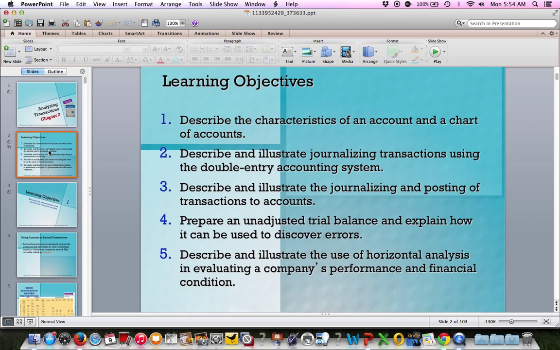And we'll talk about the chart of accounts, what is an account. We'll talk about journalizing transactions. We'll post those transactions. We'll talk about what an unadjusted trial balance is, and we'll talk about horizontal and financial statement analysis.